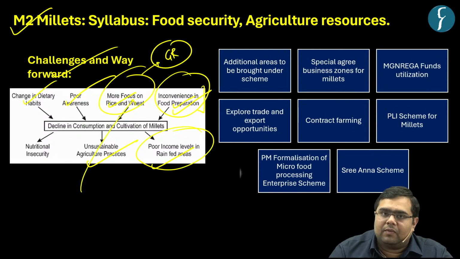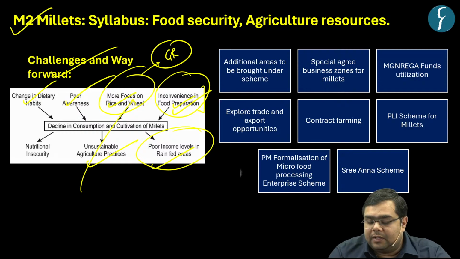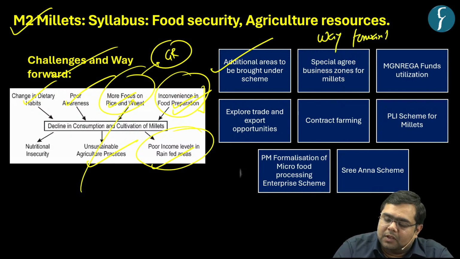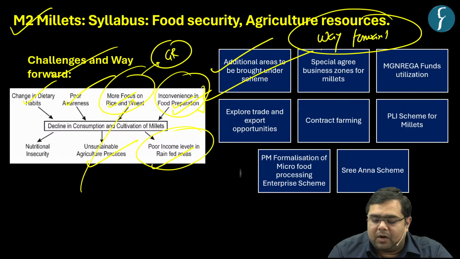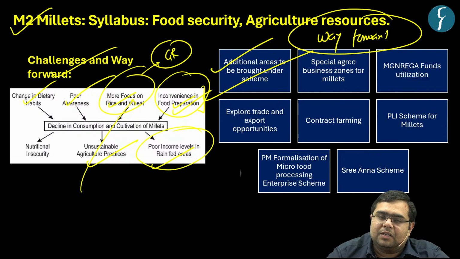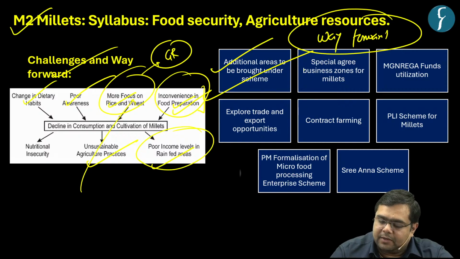Now what are the ways forward that are suggested in this context? The first one is that additional areas be brought under the scheme. How do we bring additional area under the cultivation of millets? First, these are very resilient crops. They can grow from an altitude of 0 meters up to 2300 meters. So additional areas which are not being utilized for the cultivation of traditional crops like wheat and rice can be brought under the cultivation of millets.